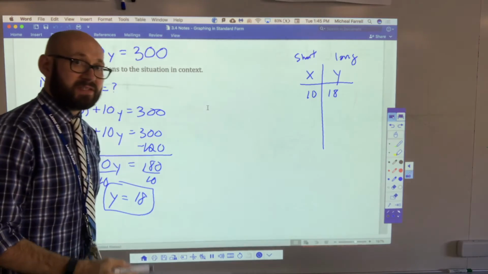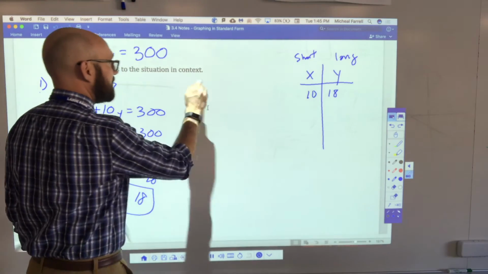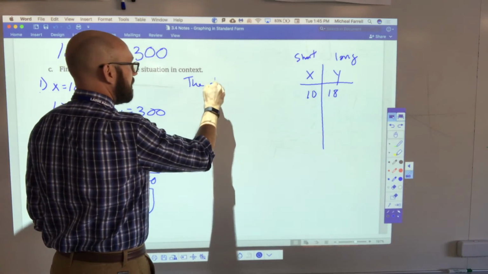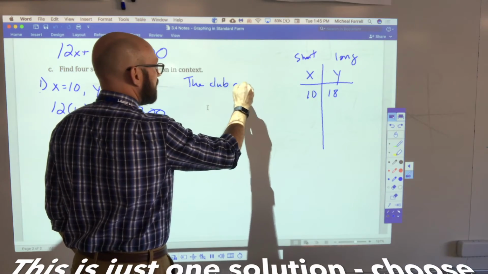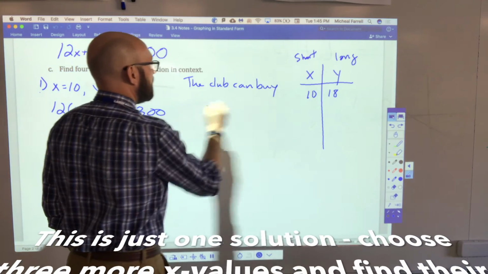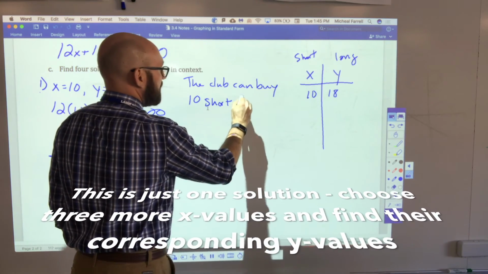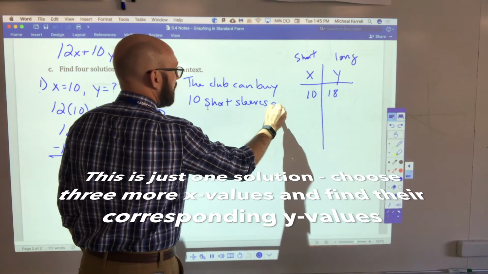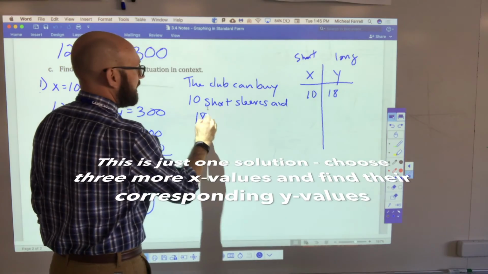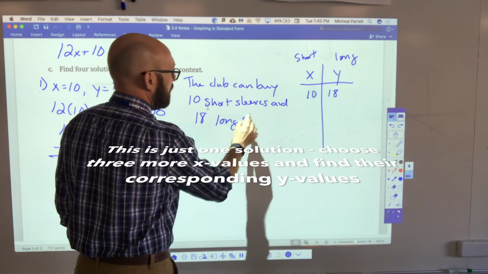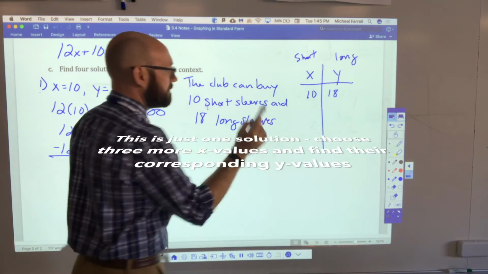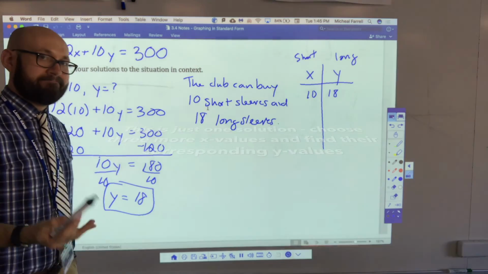So what I would do is place 18 here. And in the context of the situation, I would write the club can buy 10 short sleeves and 18 long sleeves. And that's it.